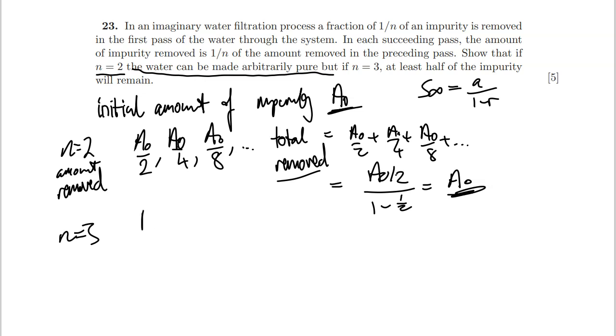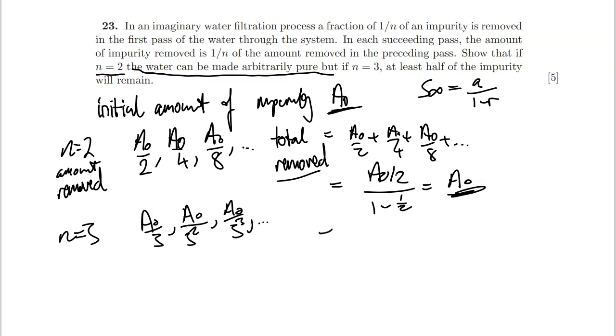So after the first pass, we remove A0 over 3. After the second pass, we remove A0 over 3 squared, because each time we remove 1 over n from the last amount. Next would be A0 over 3 to the 3, because again we're removing a third of what we removed last time, and that would continue forever.